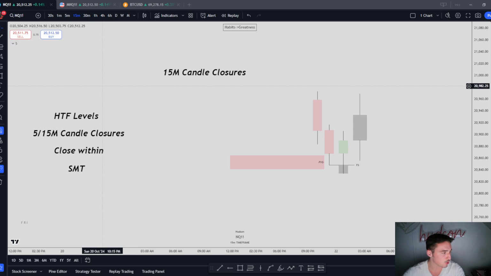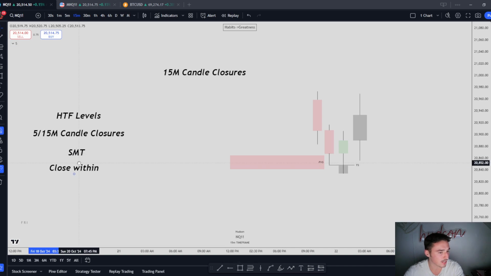So the main things you want to be watching for is higher time frame key levels, right? You want to make sure that you're turtle souping inside of a higher time frame key level. If you're not, then it's not going to work all the time. Yeah, you might get lucky here and there, but if you trade based off of key levels, it will work a lot more of the time, right? And then you're going to be focusing on those 15-minute candle closures, and preferably there is an SMT somewhere, right? You want to see that there is an SMT somewhere in price, right? And then the most important part is closing within the candle's range, right?